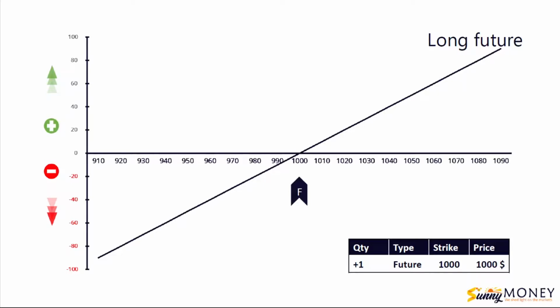Should the price rise from 1,000 to 1,100, we will earn 100. Should the price decrease from 1,000 to 900, we will lose 100. The profit is therefore due to a rise in the underlying price, and our loss is due to a fall in the underlying. The break-even point is represented by the entry price of the position, that is 1,000.